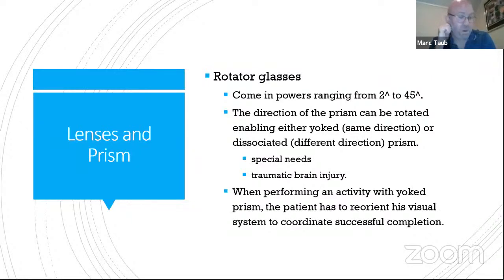For some activities, we want to dissociate. But for most, we are going in the same direction. That's known as yoked prism. And we use these for patients with special needs, for patients with traumatic brain injury. Depending on whatever the diagnosis is going to depend on the power of the lenses that we try, but also the direction that they're going.